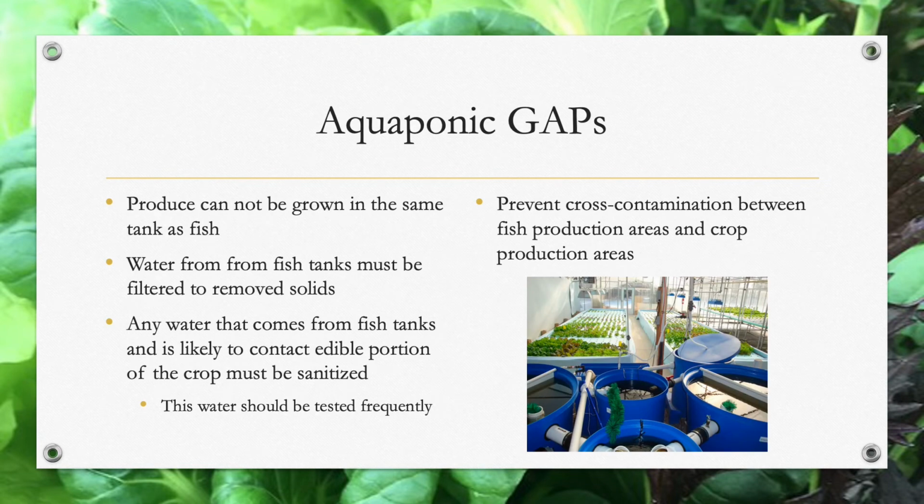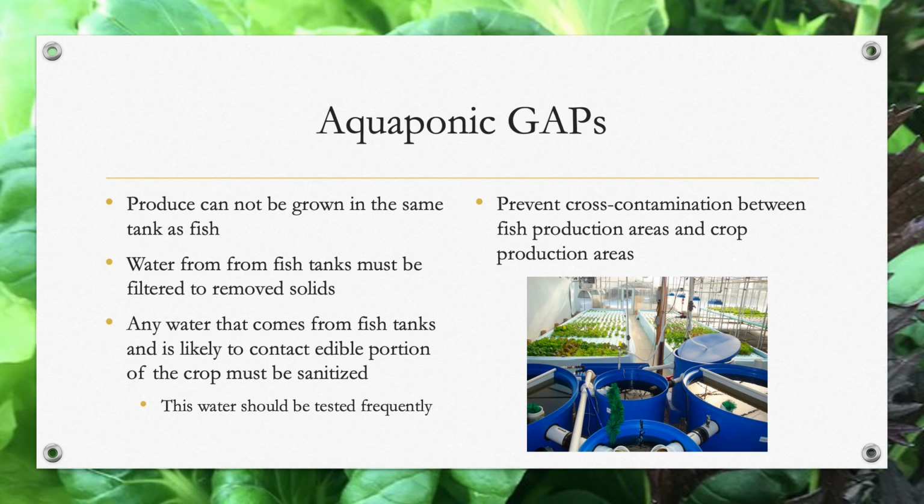So we've covered most of the general topic food safety categories for greenhouses, specifically in regards to aquaponic good agricultural practices. I've worked with a couple of aquaponic facilities, and these are just basic standards. Produce cannot be grown in the same tank as fish. Basically, that irrigation water needs to be run through a filter to remove the solids, and that produce should be grown in a separate area.